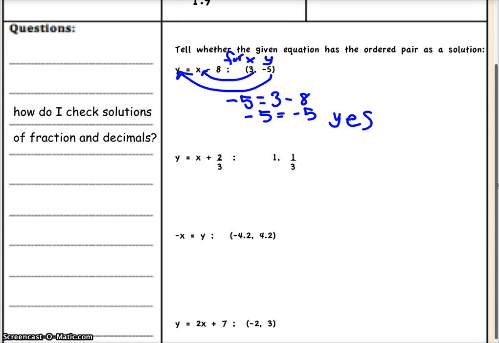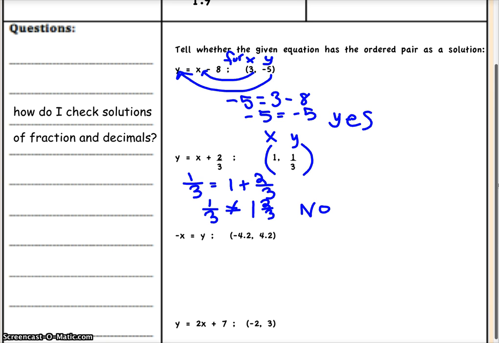Okay, the next one, fractions. You're going to have fractions. You can't scoot away from the fraction. You have to embrace the fraction. Y equals x plus 2/3 for the point 1, 1/3. So that's my x. The 1/3 is my y. Does 1/3 equal 1 plus 2/3? 1/3 does not equal 1 2/3. Hey, we have a no. You got your wish. I did.